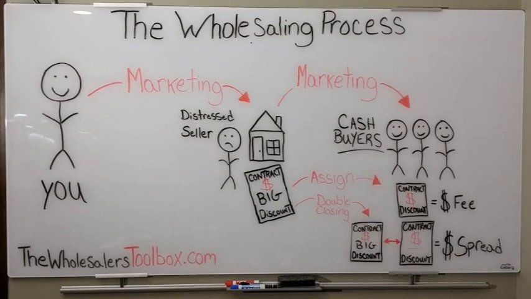One of them is going to step forward and say, hey, I want that property. And you're going to assign your rights in the contract for a fee. That's called an assignment fee. Now you see on the diagram, there's also double closing, where you actually close on the property and then set another closing and sell to the investor that's buying it. We'll talk about that later. But the most common form of wholesaling is just to assign your contract to another investor.